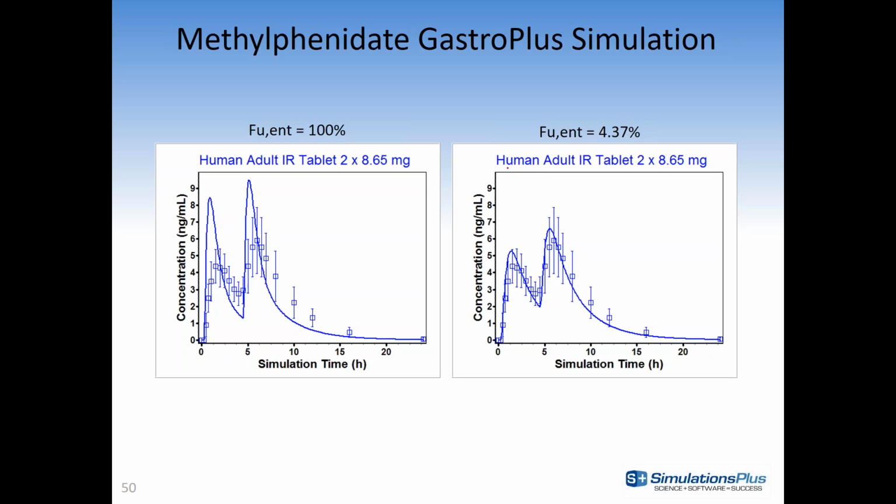And here we are showing the GastroPlus simulations. Again, this is if we assumed no lysosomal trapping and the fraction unbound in enterocytes being 100%. And again, you can see that we would overpredict the Cmax and have shorter Tmax.